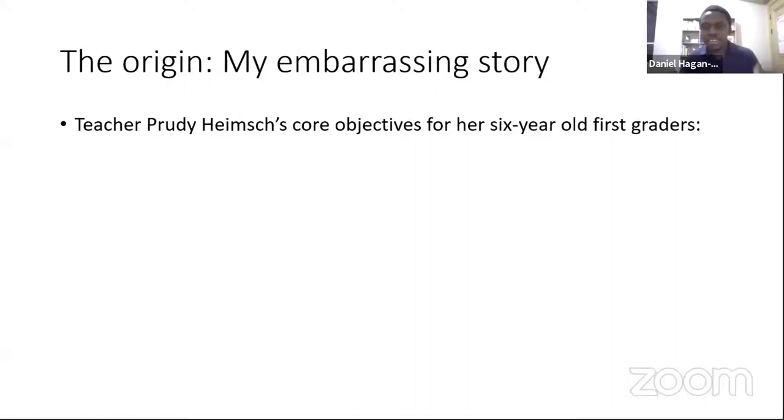And recently one of the articles that had really gotten me to think very carefully about this is based on an article that was written by a French supervisor, and there is a point that he raises which I want to use to begin this introduction, which is that he said they went to visit a primary school. And they spoke with a teacher called Prudy Henge, and they asked her her core objectives for her first graders.